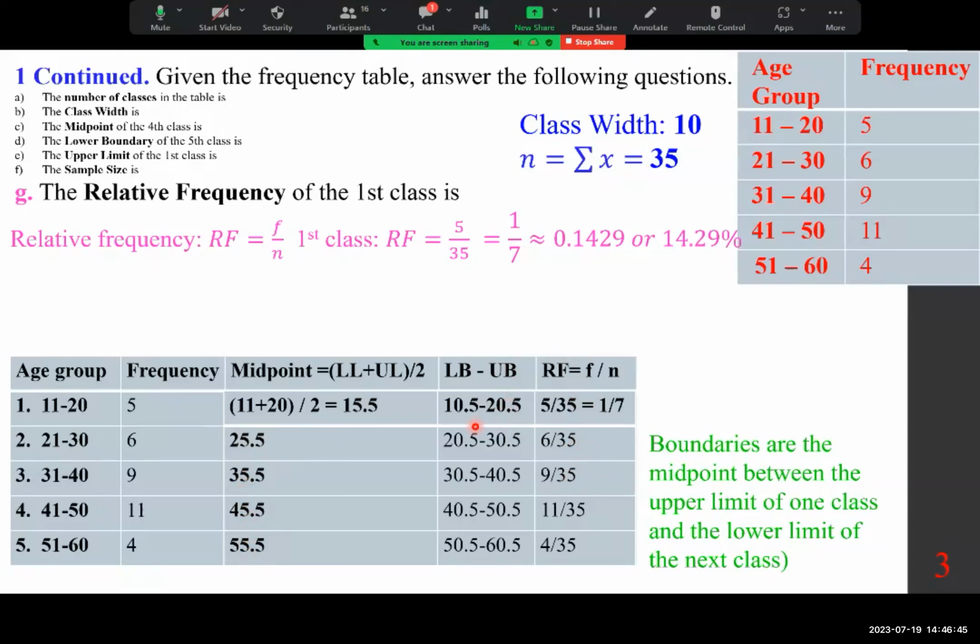But what about the boundaries? When you calculate this one, it is just one calculation, which means adding these two and finding their midpoint, divided by 2, right? 20.5. Then again, we said the width is 10. So add 10, 30.5, put it here. Add 10, 40.5, put it here. Add 10. Just add the width. What about the lower boundary of the first class? Subtract the width. So the calculation goes extremely fast.